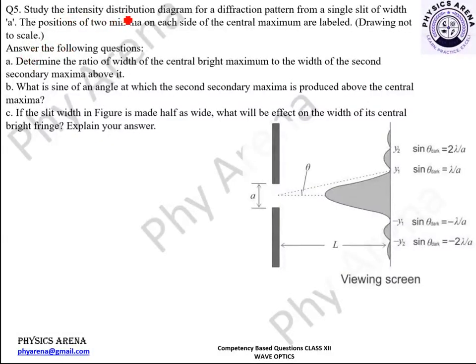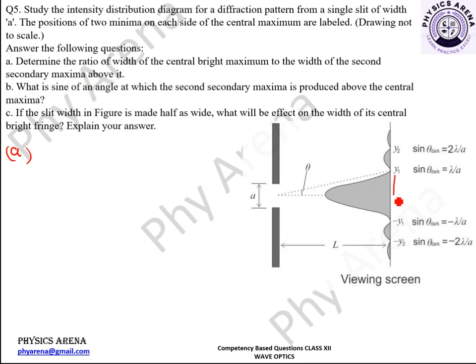Study the intensity distribution diagram for a diffraction pattern from a single slit of width a. The positions of two minima on each side of the central maxima are labeled and they are not drawn to scale. We need to answer the three parts. Let's take part A. It says determine the ratio of the width of the central bright maximum to the width of the secondary maxima above it.